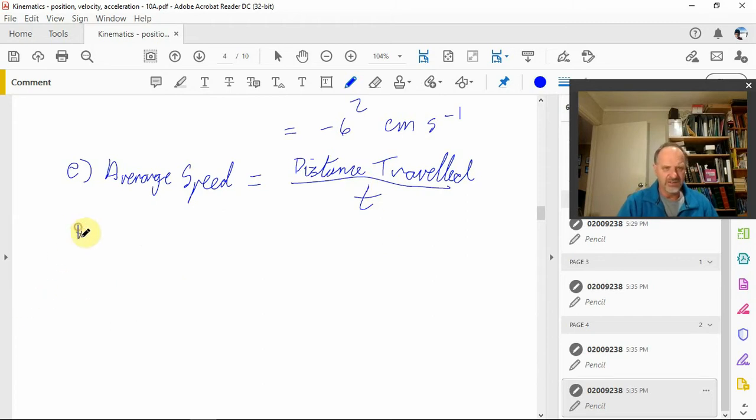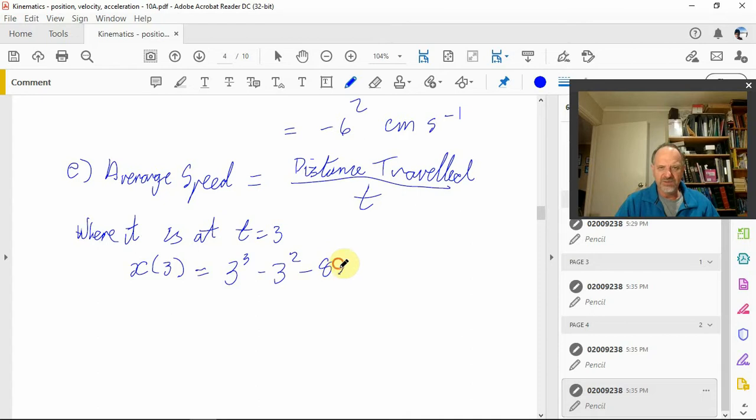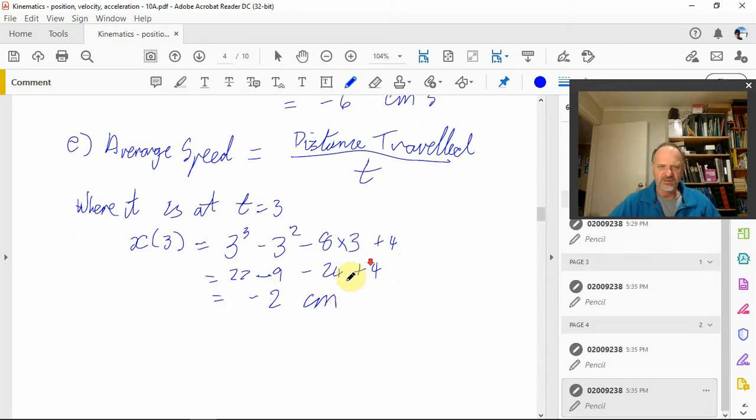We need to know where it is at t equals 3. So when we do that, then we can figure out what movement this thing's done, and then we can work out the distance. So of course that's 3 cubed minus 3 squared minus 8 times 3 plus 4. And so we got 27 minus 9 minus 24 plus 4. And when you work that all out, that's at -2 centimetres. So let's have a look and see what this thing's done.